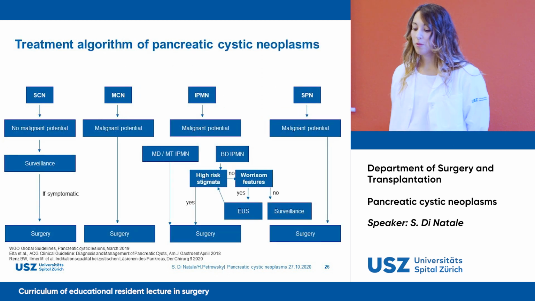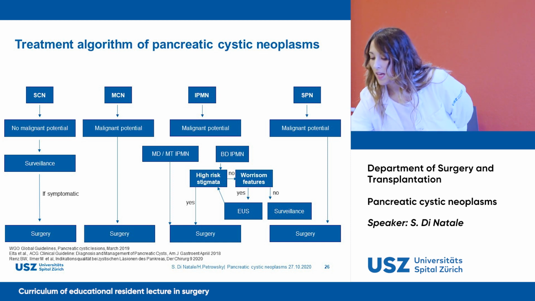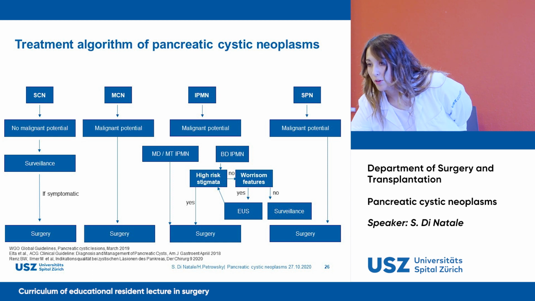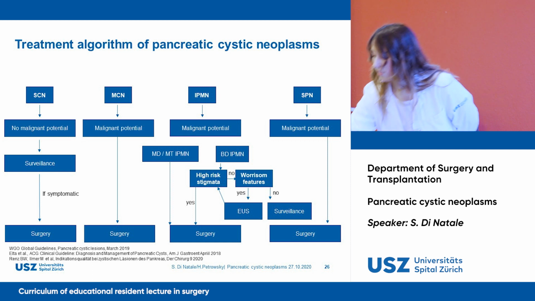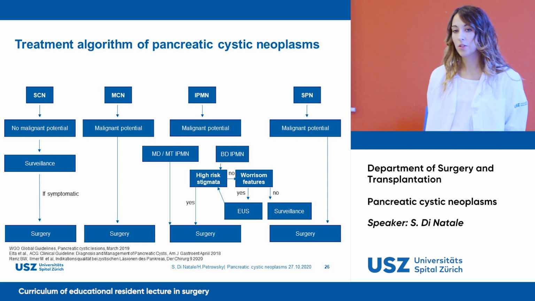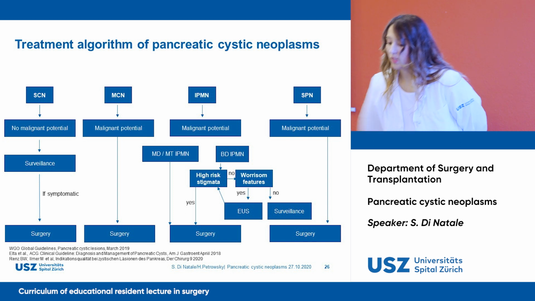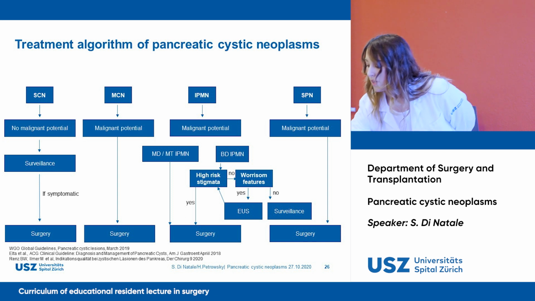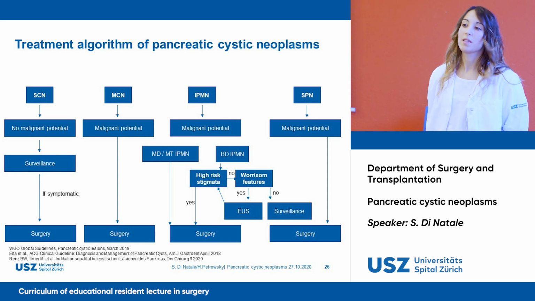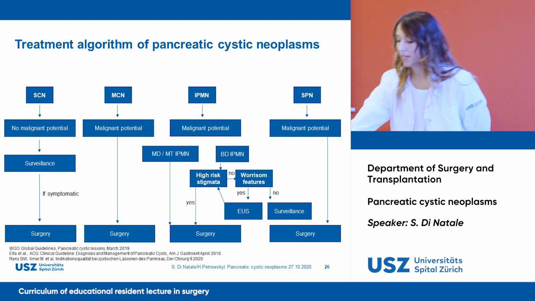Now I would like to summarize the treatment algorithm of the 4 pancreatic cystic neoplasms presented before. Serous cystic neoplasms have a very low malignancy rate, and that's why they should be surveilled. At least, if they're symptomatic, consider surgery. Mucinous cystic neoplasms have a high malignancy rate, and that's why they should be resected. Solid-pseudopapillary neoplasms also have a quite high malignancy rate, and that's why they should also be resected.